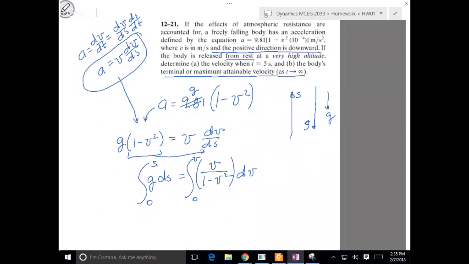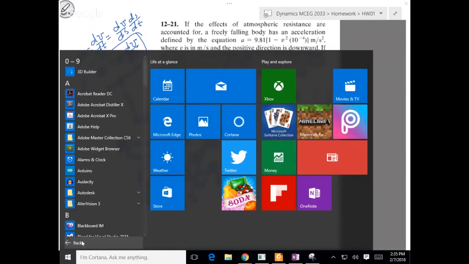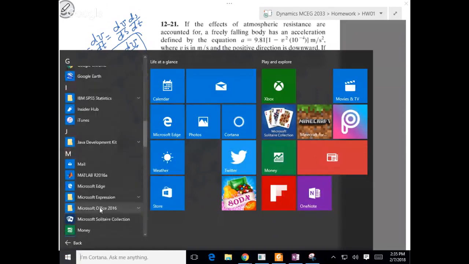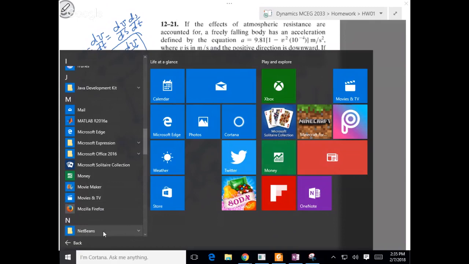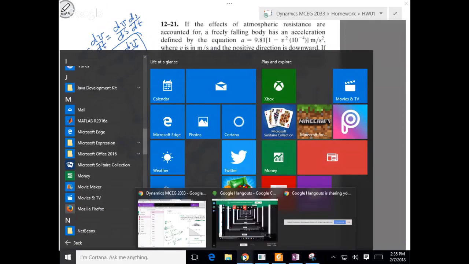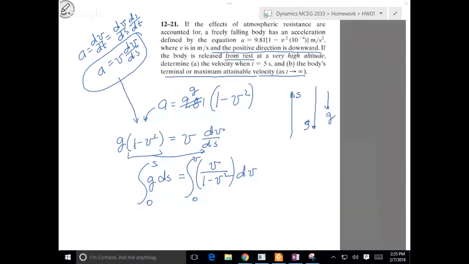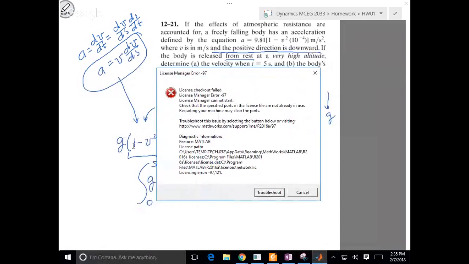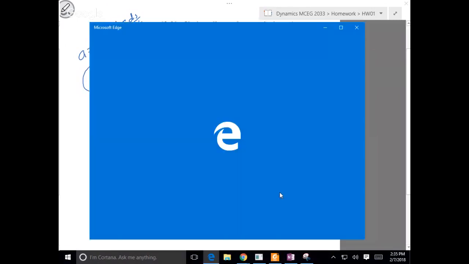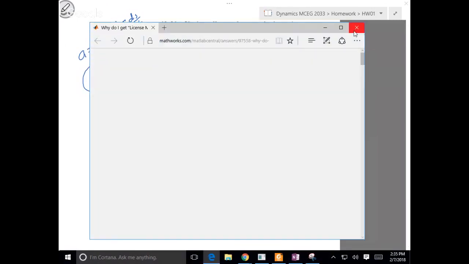You know what? I don't have MATLAB. And I bet I don't have Mathematica on here anymore. They take it off every time I come in here. So you know what I'm going to do? Yeah, it does this. Does that every time. Troubleshoot. Oh, that's not going to help me.